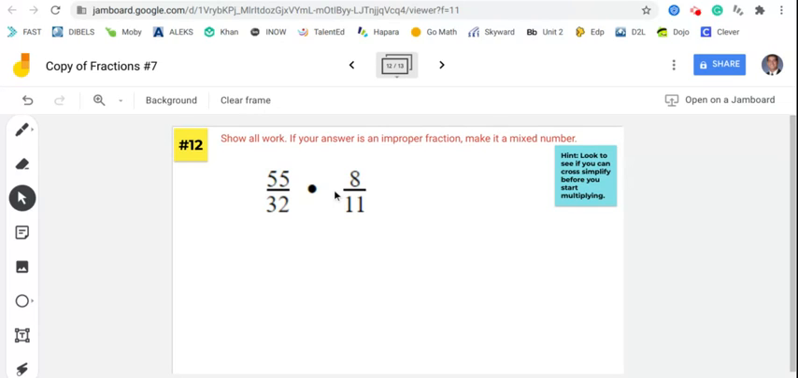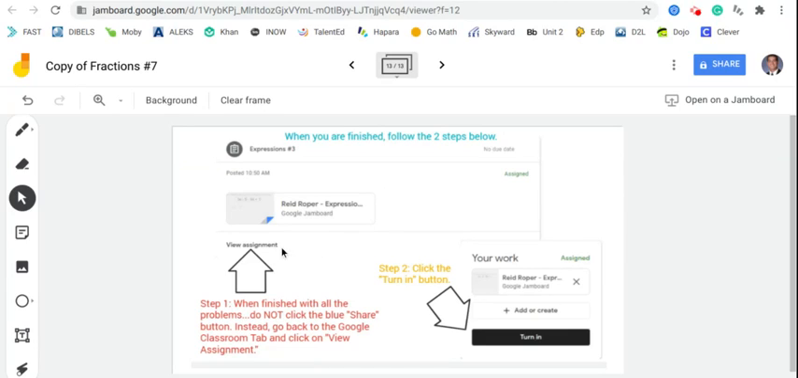The final frame, again, tells you how to turn the Jamboard in. You'll click view assignment and then turn in. Once you turn it in, I'll take a look at it. And if you missed any, I'll give you feedback so that you can make corrections to those problems that you missed.